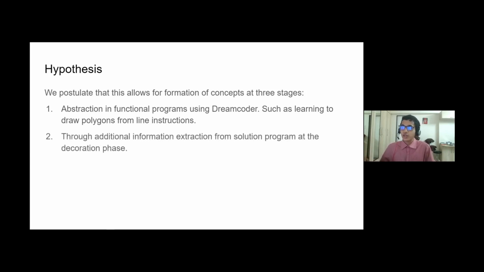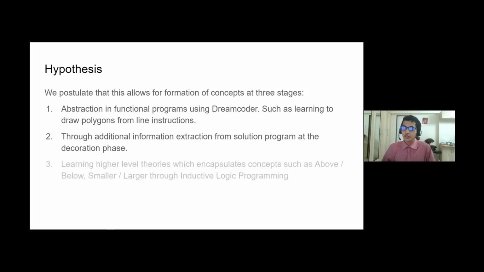In the second stage, through extracting additional information from the programs in the decoration phase. And in the experiments we've done so far, we found that this is one of the most important parts, since this is where we extract additional information which would be relevant in the theory generation stage. And finally, the concepts that are incorporated into the representation in the first and second stage set the stage for learning further abstractions during the theory generation using ILP. So we can learn higher level theories which encapsulate concepts such as shapes being above or below each other, or smaller or larger than each other. This will be done at the final stage.